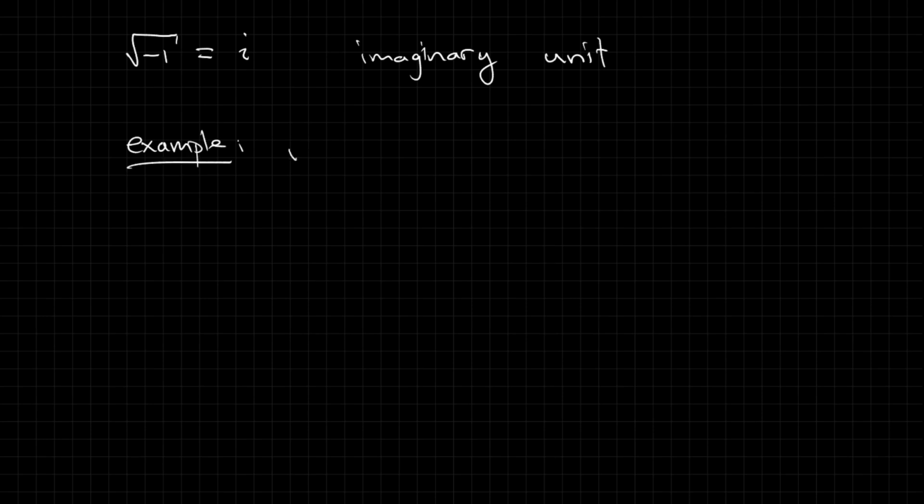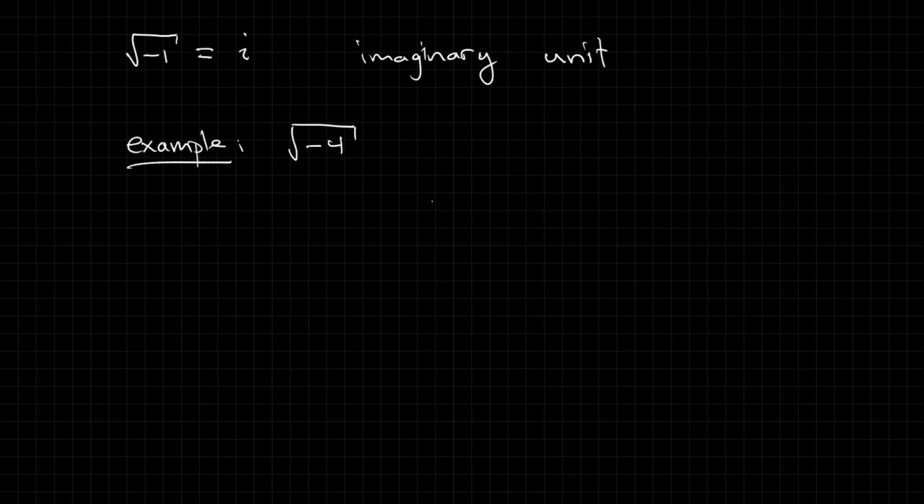Let's begin by discussing some definitions and some simple examples. So we call the square root of -1 i, which is called the imaginary unit. And we can use the imaginary unit and properties of square roots to simplify some expressions involving square roots of negative numbers. So for example, let's do the square root of -4.